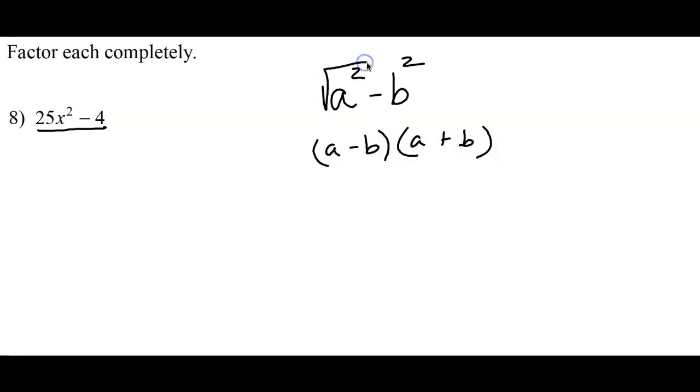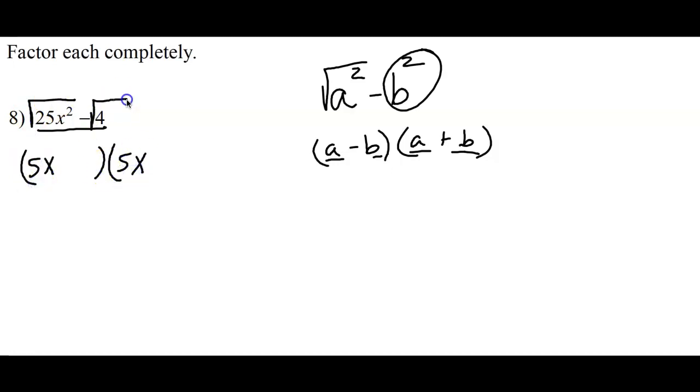You take the square root of the a, and that's what goes here and here. You take the square root of the b squared, and that's what goes here and here. And you make one a plus and one a minus. So this is fitting that form. We could take the square root of this and get 5x. And we could take the square root of this and get 2. You make one a plus, you make one a minus.